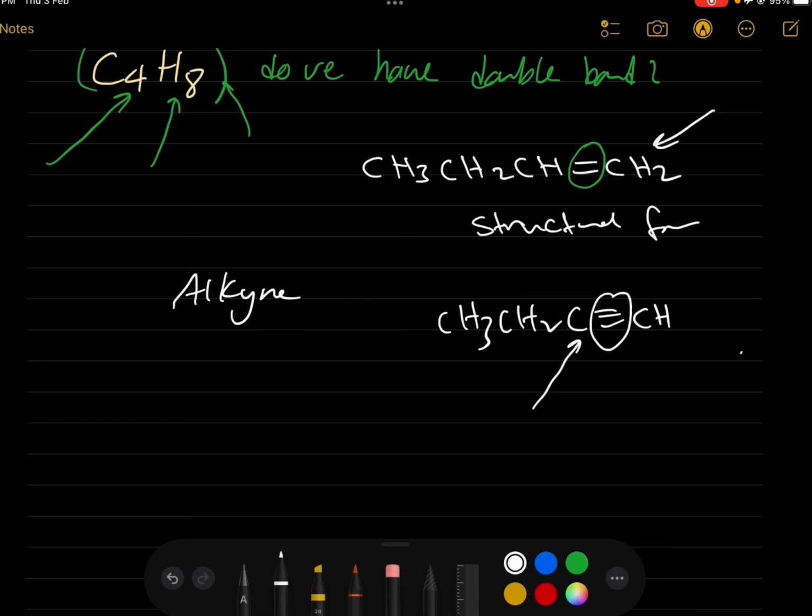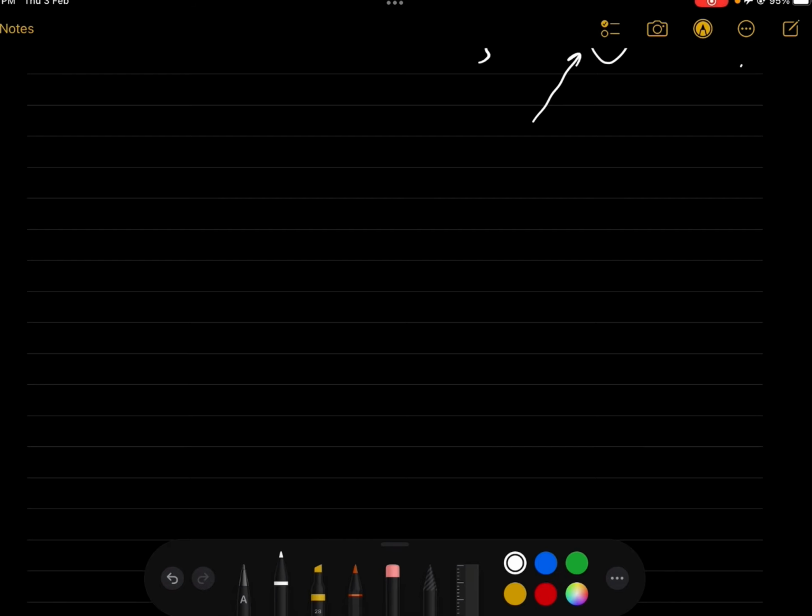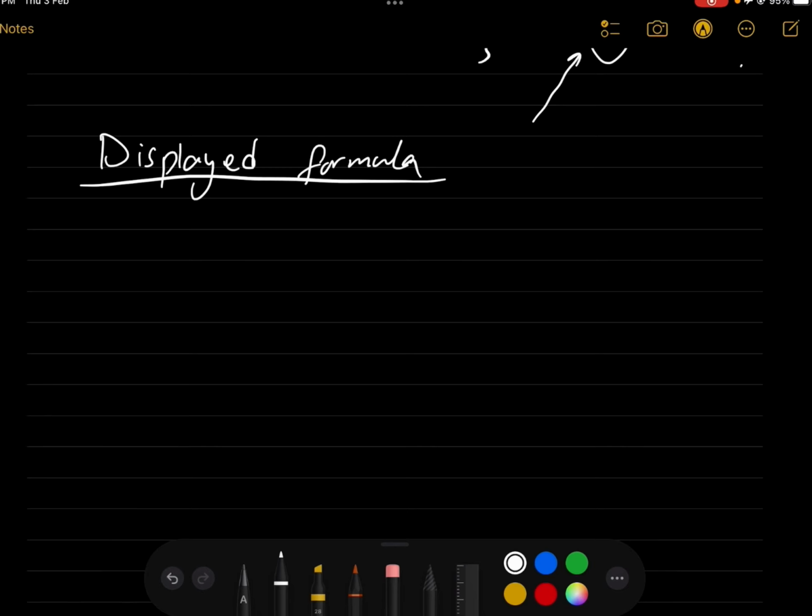So we can see the double bond, we can see the triple bond in here. Okay, so it's more, let's say, explainable than the molecular formula. So let's go to the other type of formula, which is the displayed formula. The displayed formula shows all bonds.